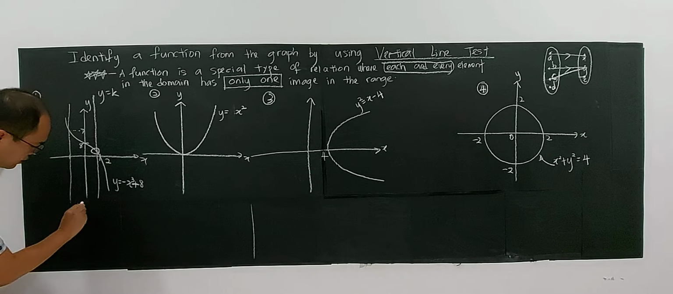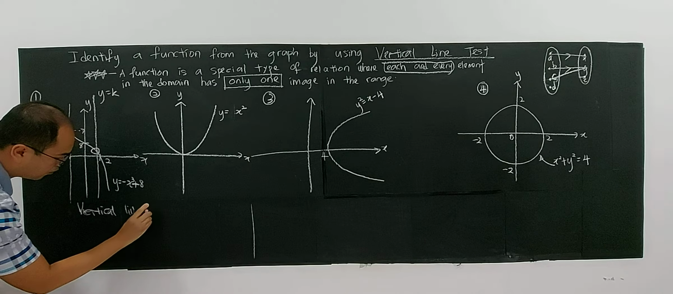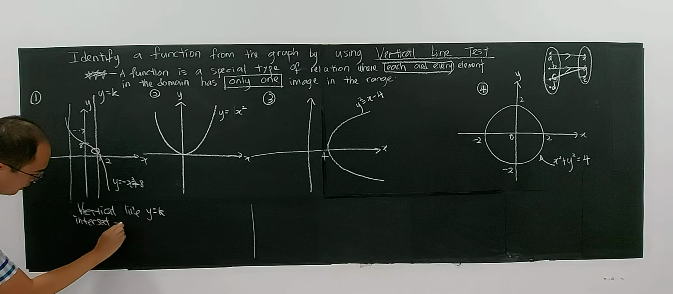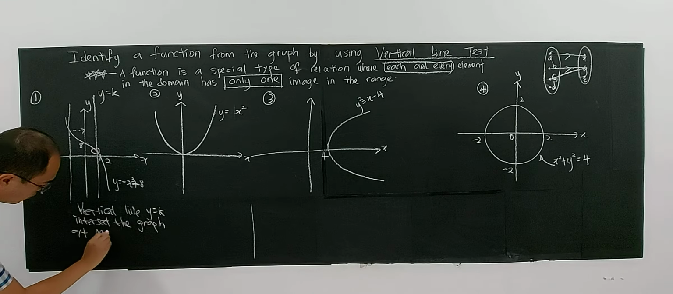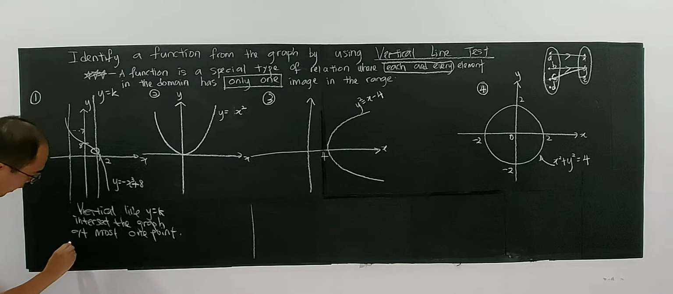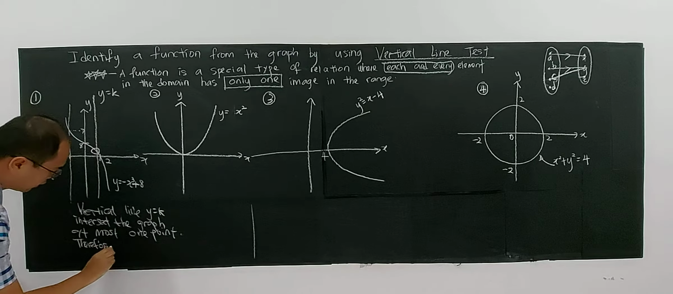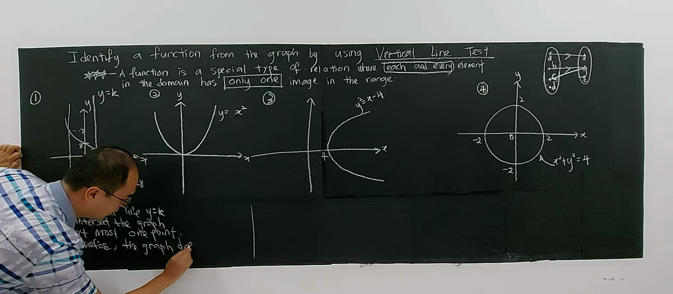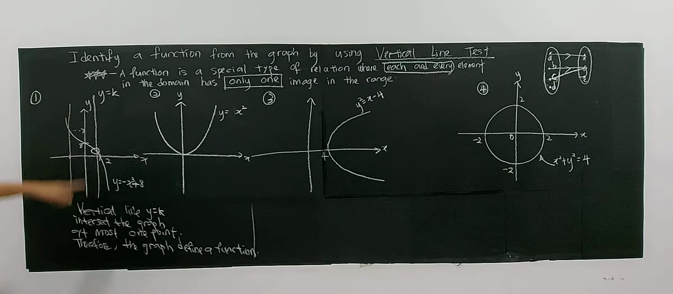You can write the sentence here: the vertical line test, the vertical line y equals k intersects the graph at most one point. Therefore, the graph defines a function. The graph here defines a function.